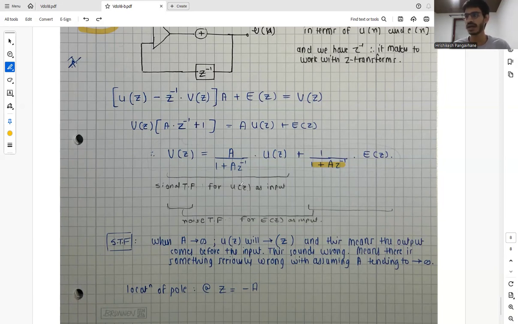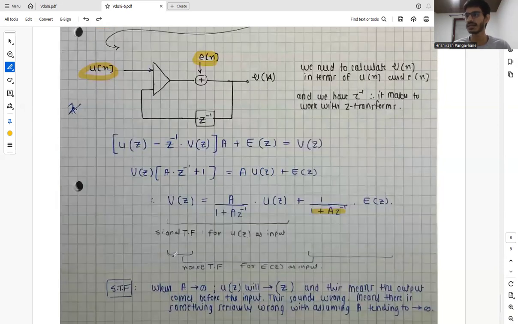And from my side, let's stop here at this transfer function. So you know how to derive a transfer function. Go through it, try to realize this transfer function, and try to realize the signal transfer function as well as the noise transfer function. That's all from my side for this video.